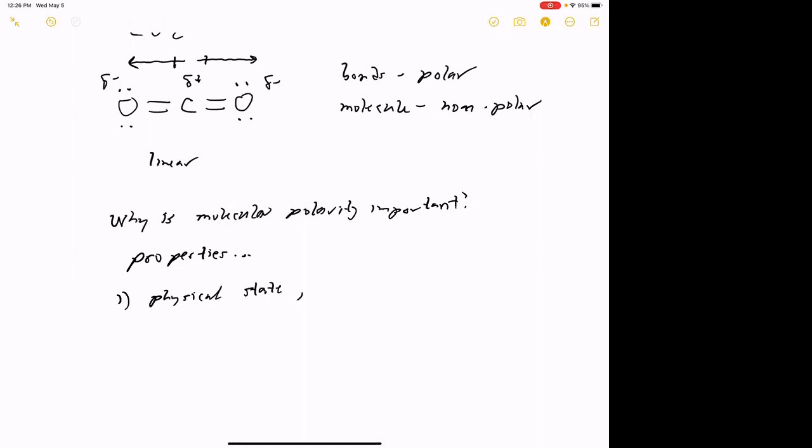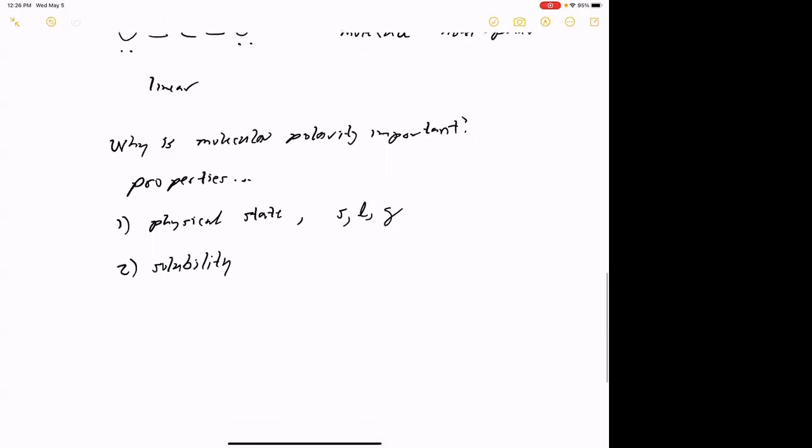In other words, at a given temperature and pressure, is something a solid, a liquid, or a gas? Okay. Another physical property we could talk about is solubility. In other words, is one species going to be soluble in another species? And if you're in chemistry, that's really important to know, right? So let's take a look at some examples here.